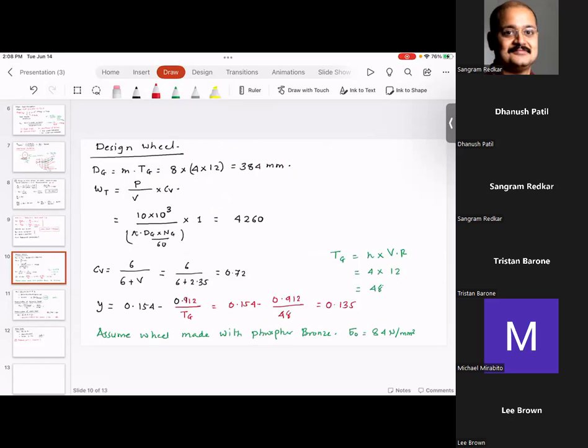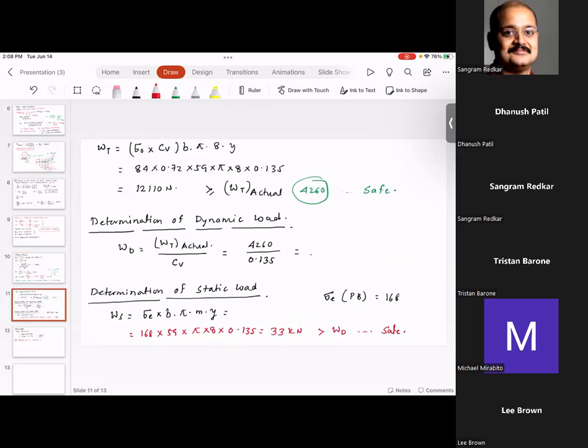So what we need to do is find out the tangential force. The equation for tangential force is power divided by pitch line velocity multiplied by the coefficient of velocity, CV. And then we find out the Lewis's form factor, and the number of teeth on the gear is the number of starts multiplied by the velocity ratio. And we assume that the wheel is made up of phosphor bronze.